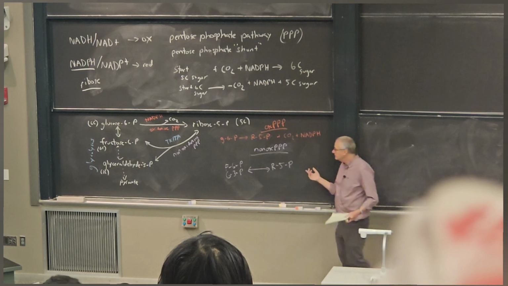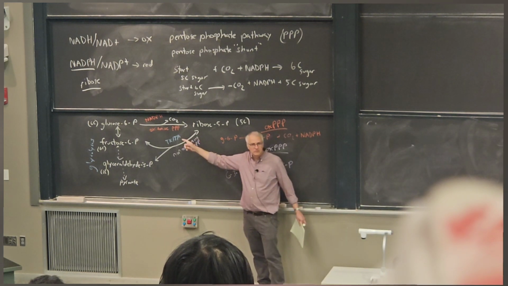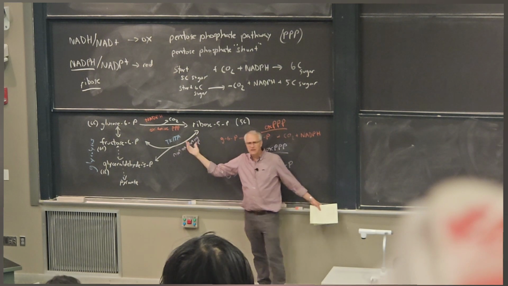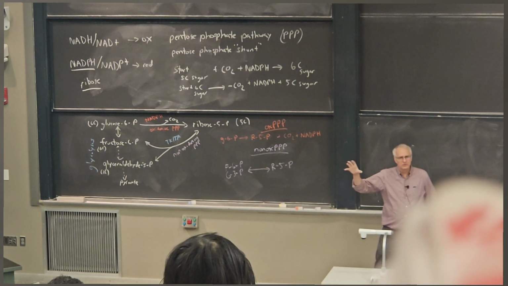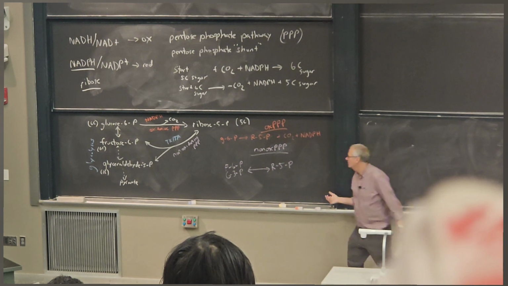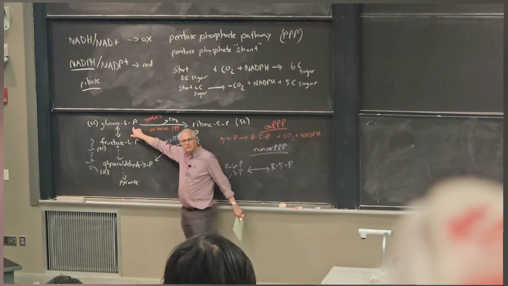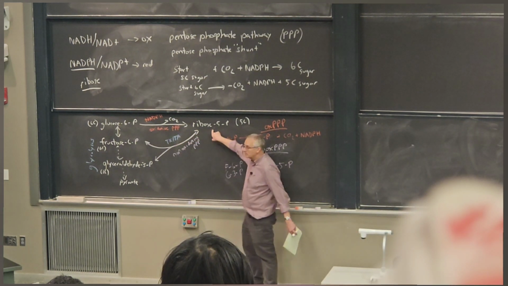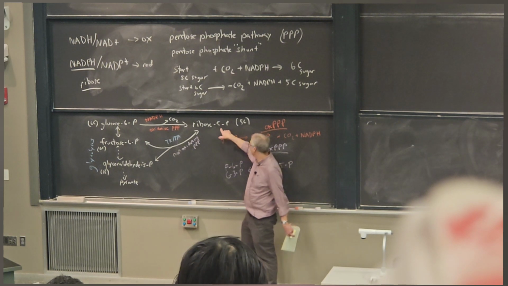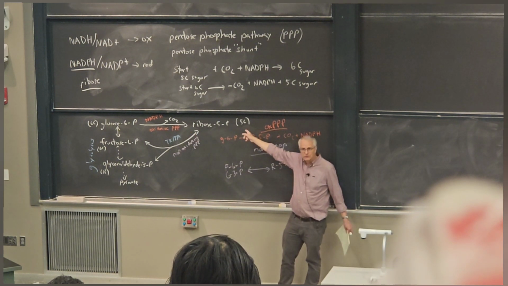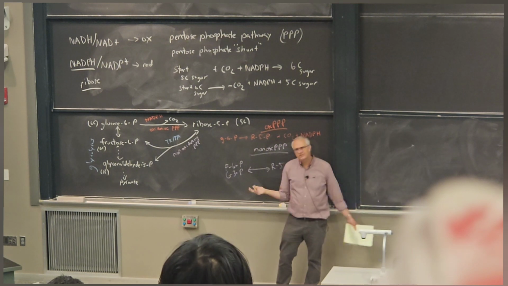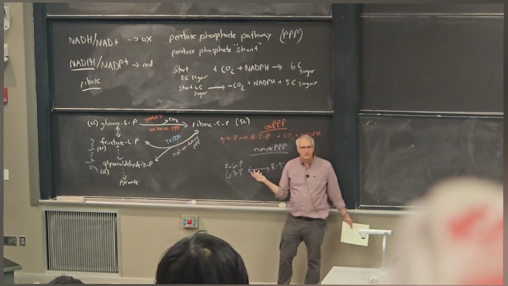This is a shunt because you can imagine there is some flexibility here in how I can do this. Imagine the cell needs to make nucleotides, so it needs a bunch of ribose, and it needs NADPH. Well, great. I can start with my glucose 6-phosphate, run the oxidative pentose phosphate pathway, get NADPH, and get 5-carbon sugars.